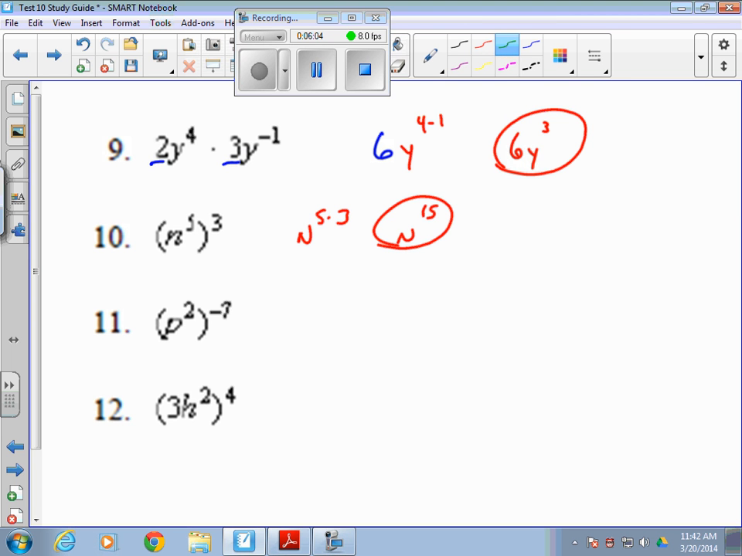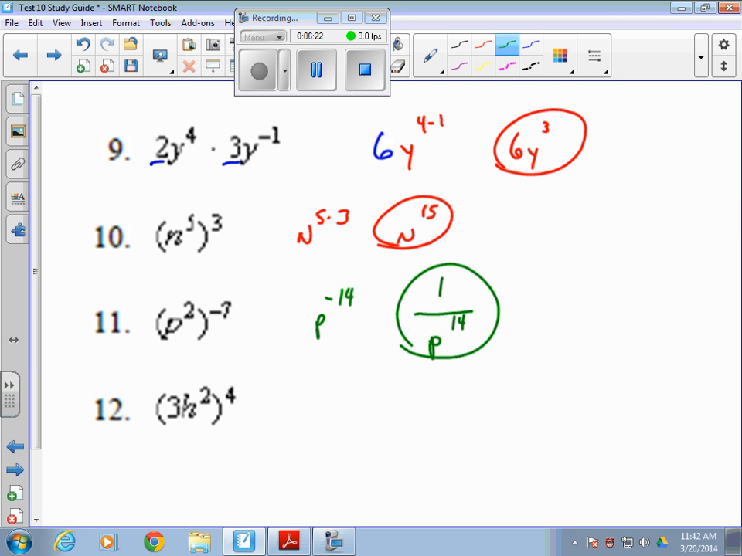p to the second to the negative 7th. Again, a power to a power. Multiply them. p to the 2 times negative 7 is p to the negative 14th. You can't leave a negative exponent like that. So make it ride the elevator. It goes down: 1 over p to the positive 14th.